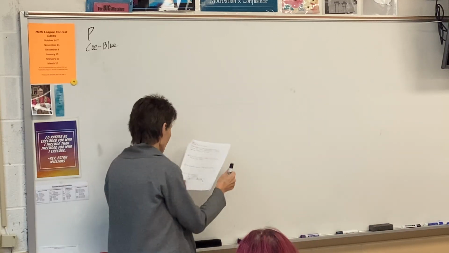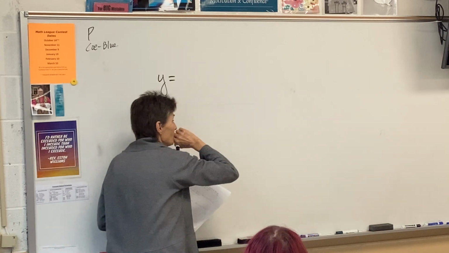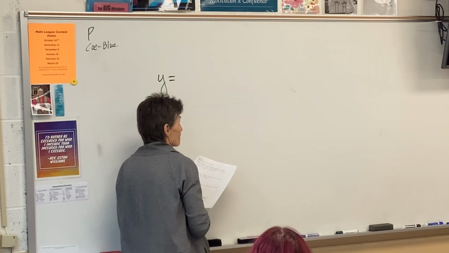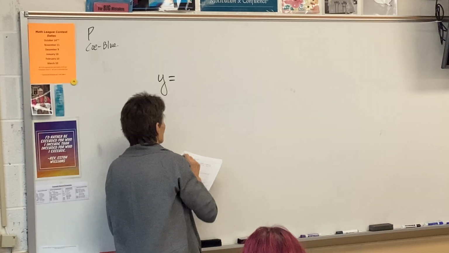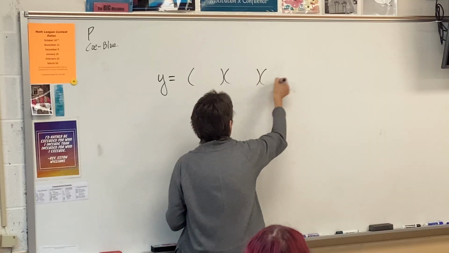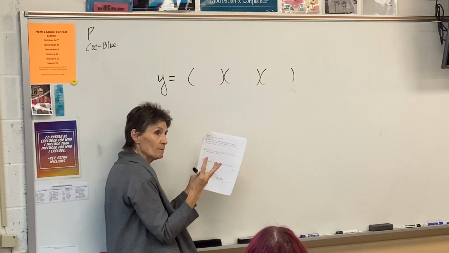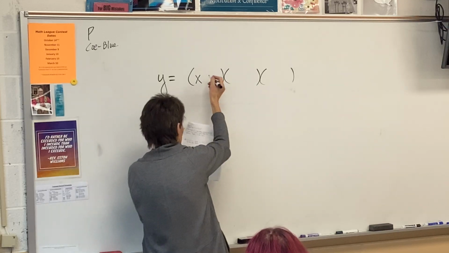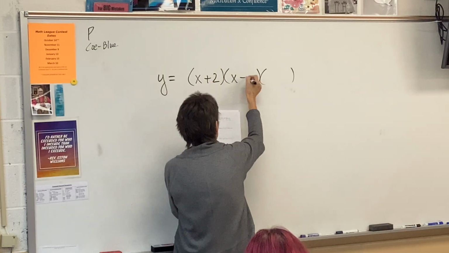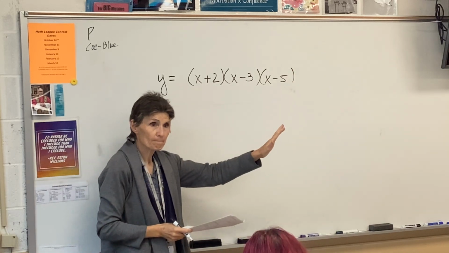All right, so here we go. Write the equation of this thing. You talked a little bit about this yesterday. What is step 1? What is the first thing you want to do? We got to put our parentheses. And since there are 1, 2, 3 x-intercepts, there are going to be 3 parentheses. x plus 2, x minus 3, x minus 5. All right, we good there?